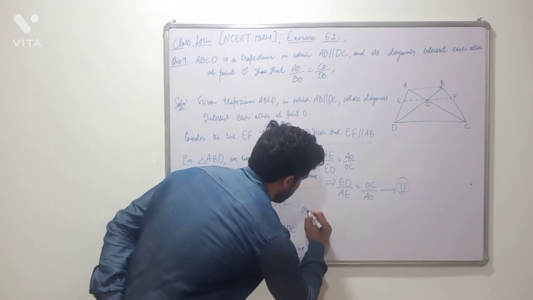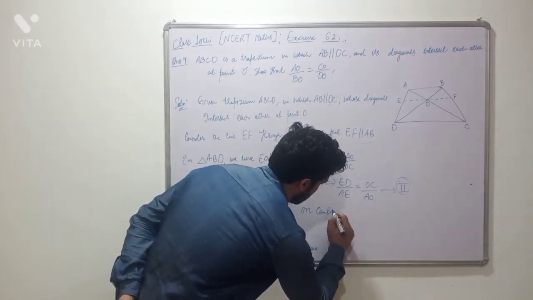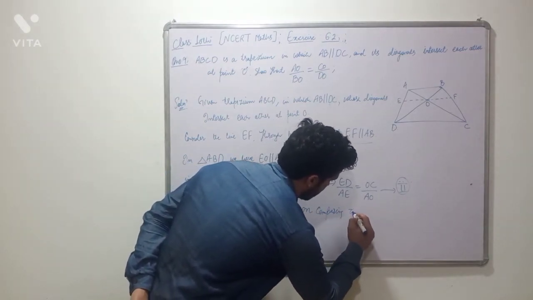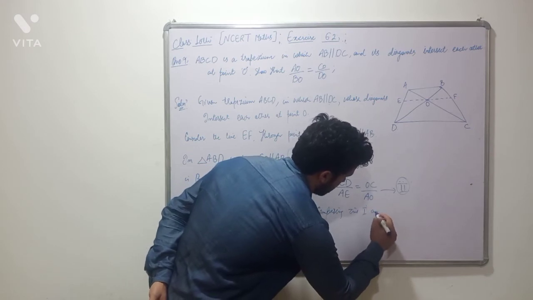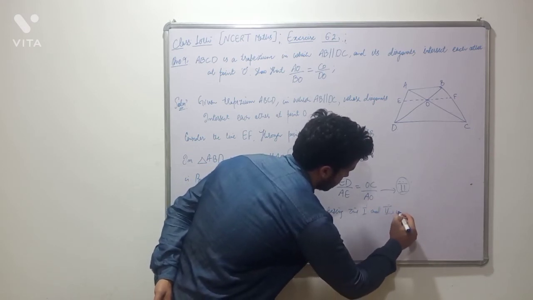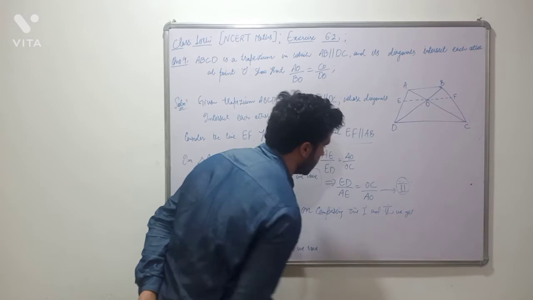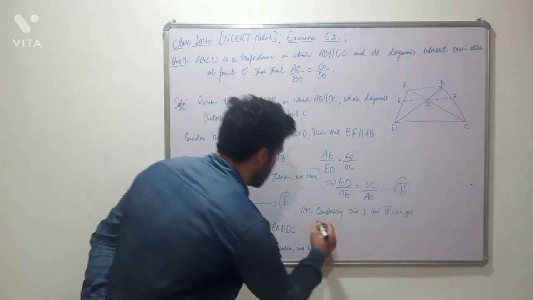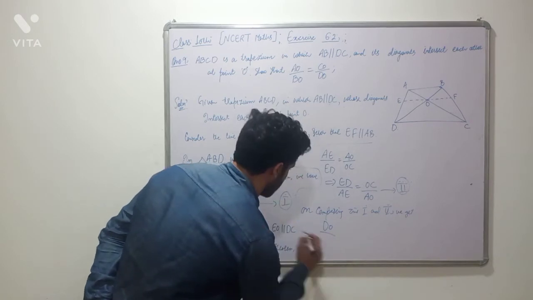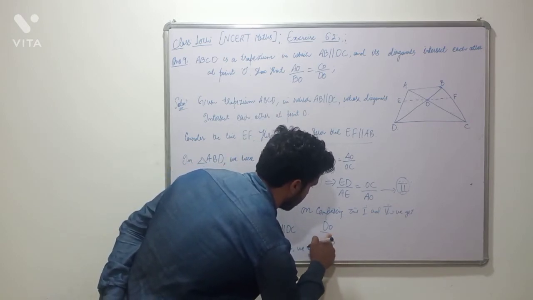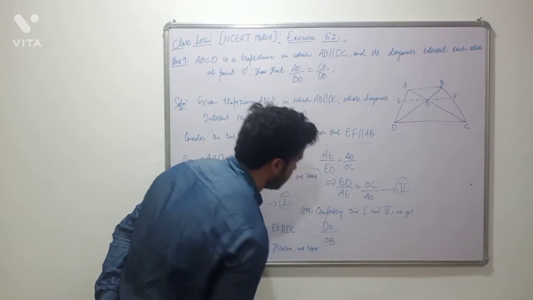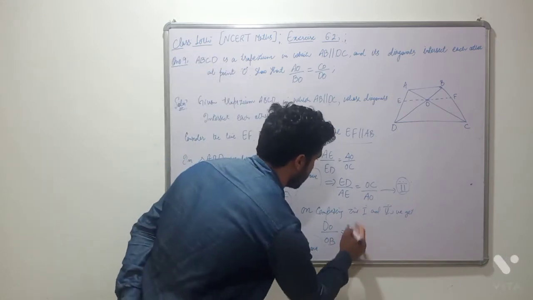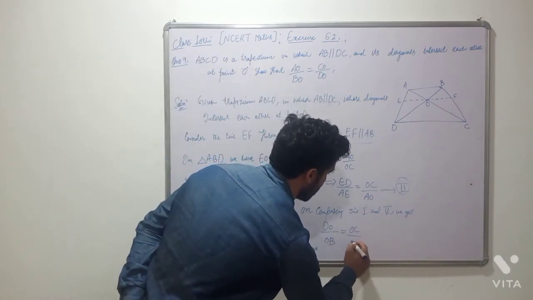तो यहाँ पर हम लिखेंगे, on comparing equations first and second, we get, क्या मिलेगा? देखिए तो यहाँ पर आपको मिल रहा है DO over OB. So it is DO over OB. This will be equal to OC divided by AO.